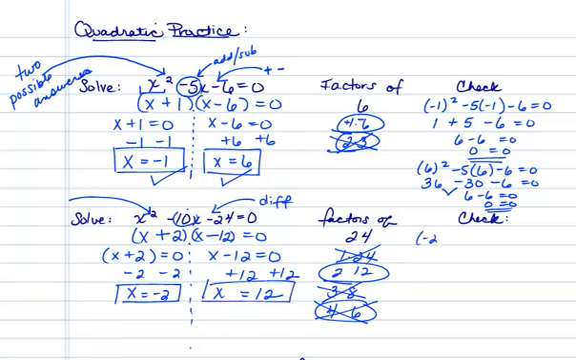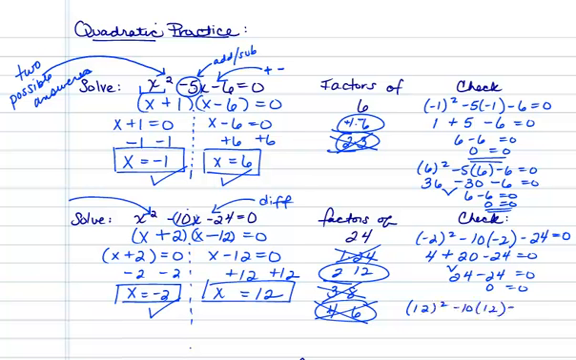Let's check negative 2 squared minus 10 times negative 2 minus 24. Negative 2 times negative 2. Be careful that you use parentheses when you put that in a calculator. It should be positive 4, positive 20, take away 24. 24, take away 24. That one works. And last but not least, 12 squared minus 10 times 12 minus 24. 144, take away 120, take away 24. 24 minus 24. That one checks.